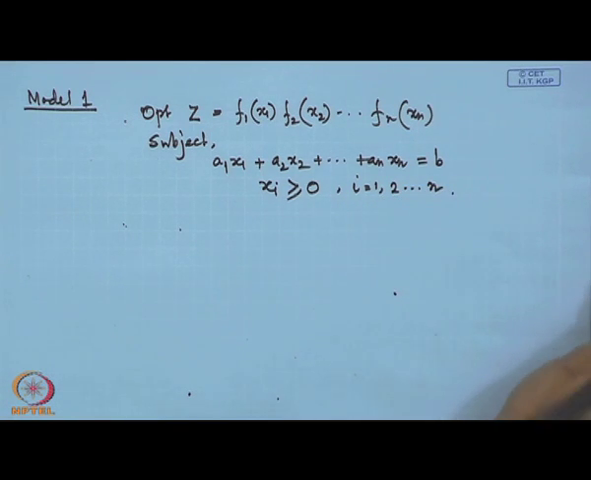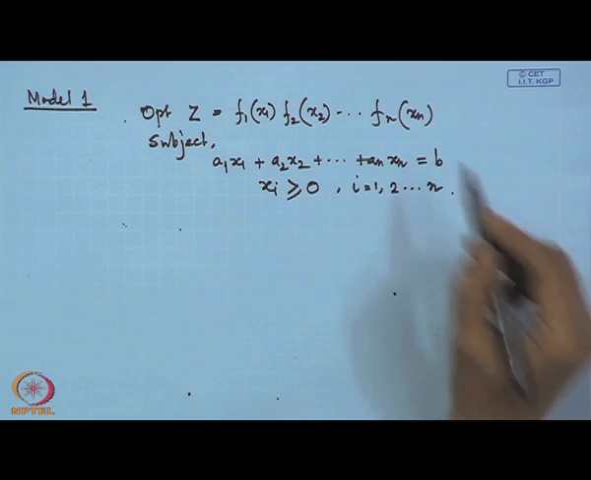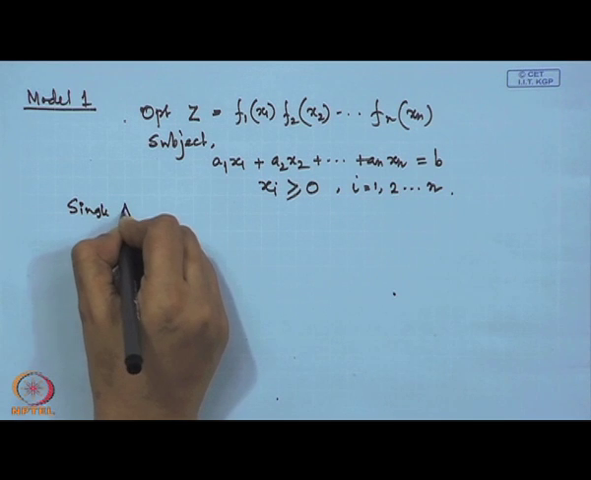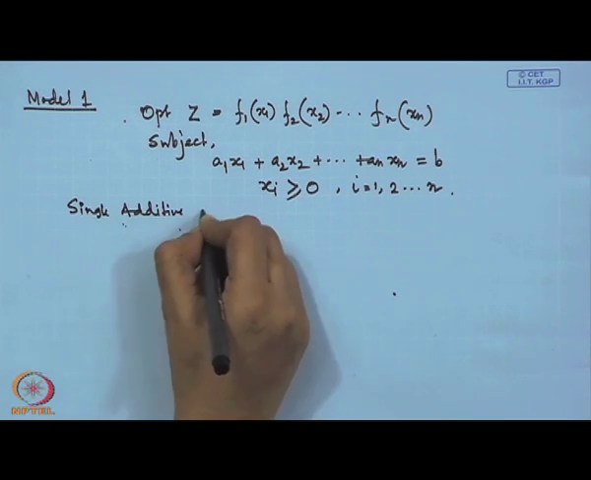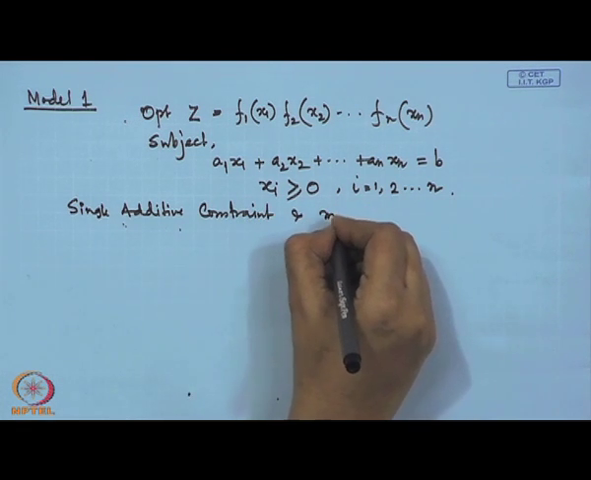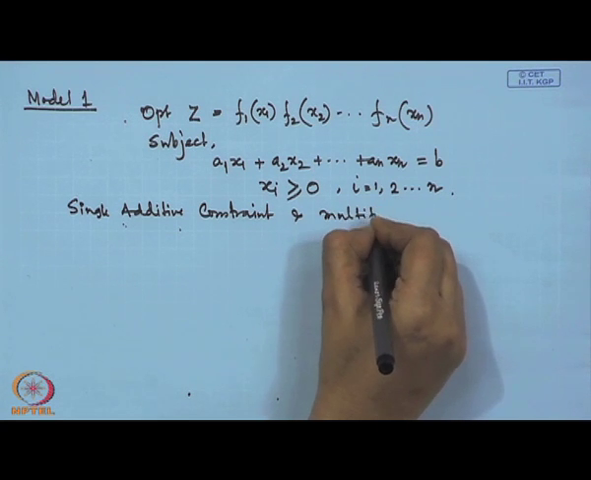This is our problem. Now, we can divide the whole problem into n stages because n decision variables are involved, and by looking at the pattern of the model we can divide it into n parts, and for each individual stage we can define the state variable and solve it. Let us see how we can do it. Now, we have taken a single additive constraint and multiplicative separable returns.